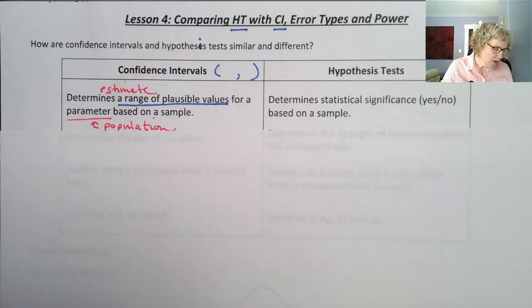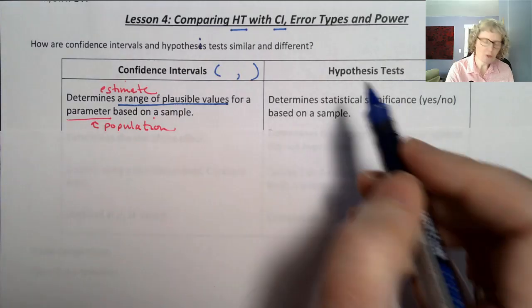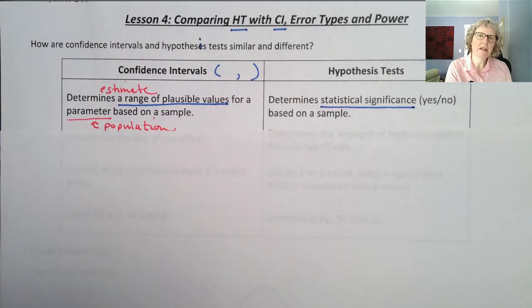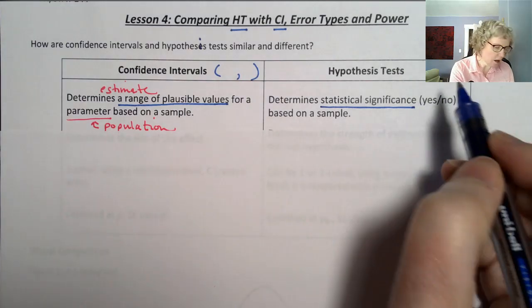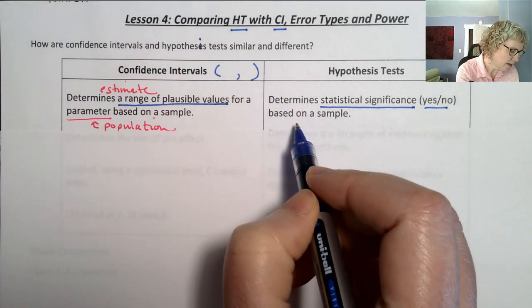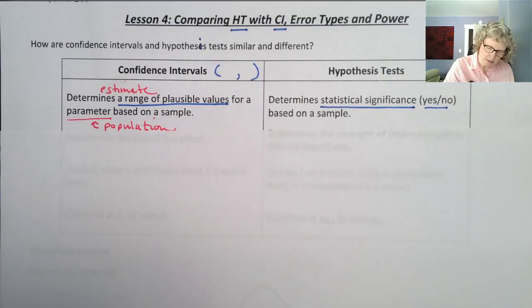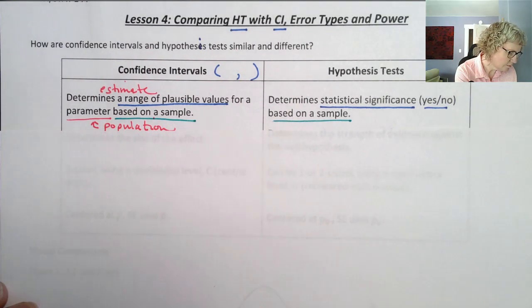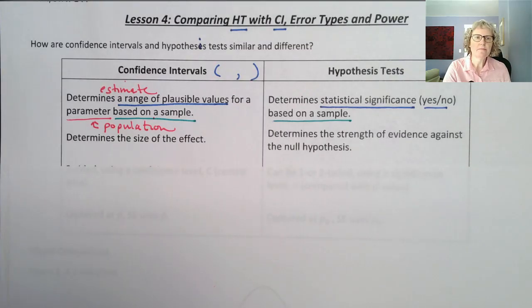Now a hypothesis test is a little different. It determines statistical significance. It's really a yes or no: it's significant or it's not. What they have in common is that they're both based on a sample. They also tell us something a little bit different.